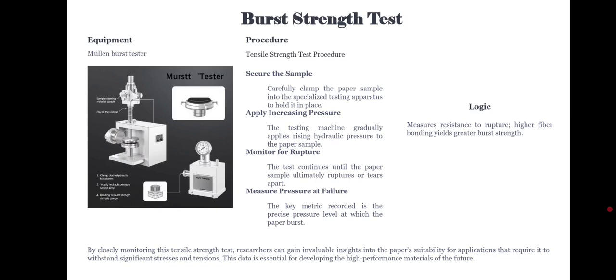The logic of this test is that it measures the rupture resistance, and high fiber bonding yields greater burst strength. By closely monitoring these strength tests, researchers can gain invaluable insights into paper's suitability for applications that require it to withstand significant stresses and tensions. This data is essential for developing the high performance materials of the future.